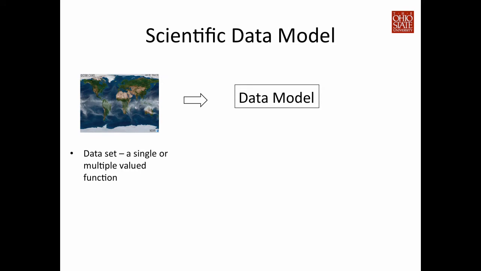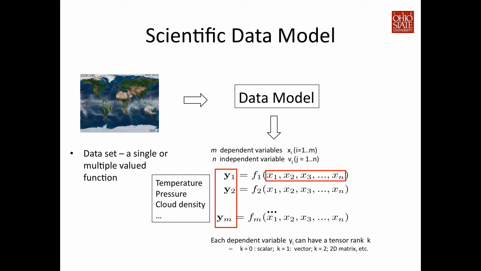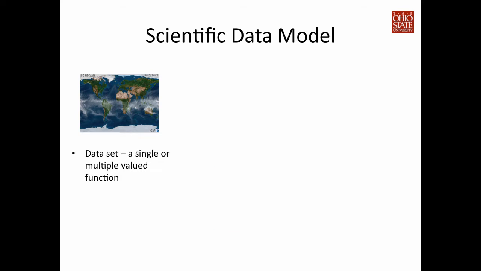The data model can be thought of as a way to store independent and dependent variables for one or multiple functions, where the function values are computed from the simulation. There can be multiple independent variables, denoted as x1 to xn here. These independent variables together will decide the function output, that is the dependent variables, denoted as y1 to ym here. For climate simulation, for example, the dependent variables can be temperature, pressure, cloud density, etc.